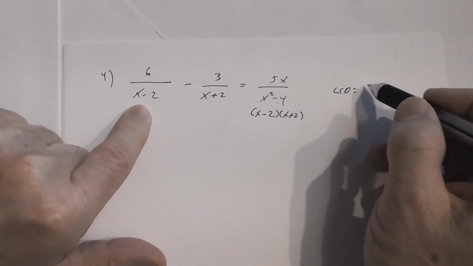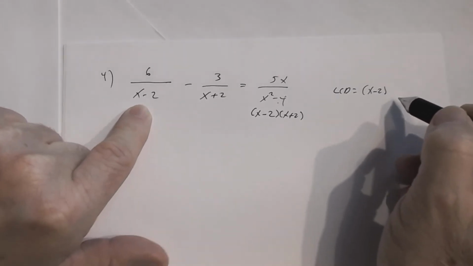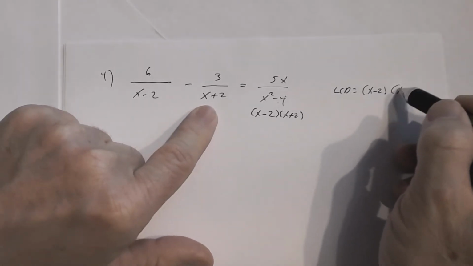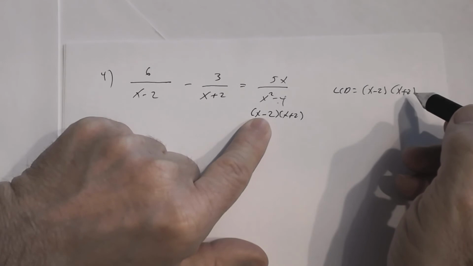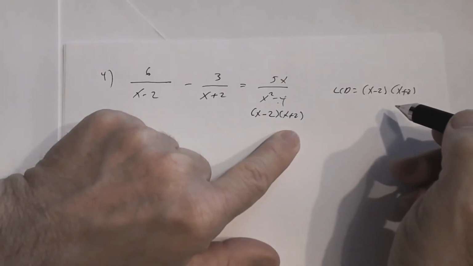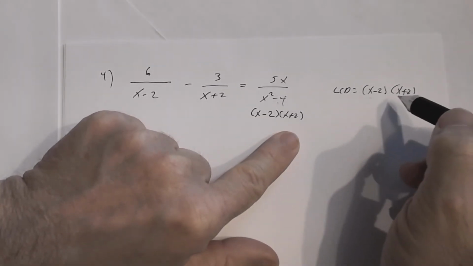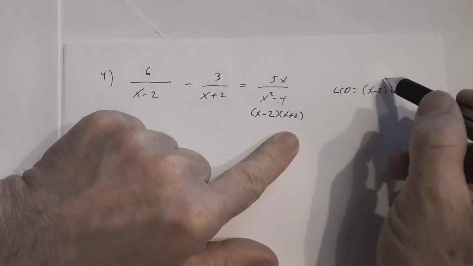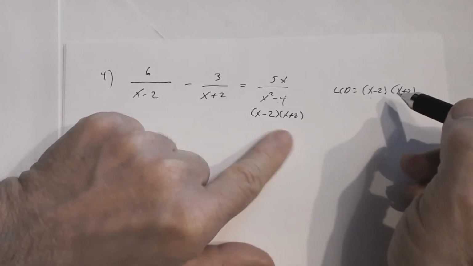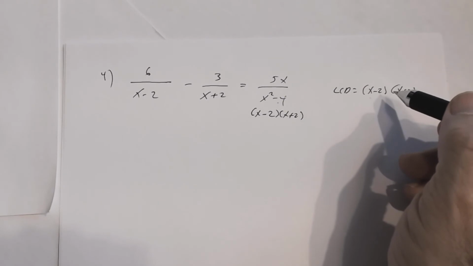So I see an x minus 2, I have to use it. I see an x plus 2 here, I have to use it. I see an x minus 2 here, I already have one. I see an x plus 2, I already have it. So that's your least. Now don't add another one. Don't say squared, because that's no longer the least, and that's going to make things so much more difficult for you.